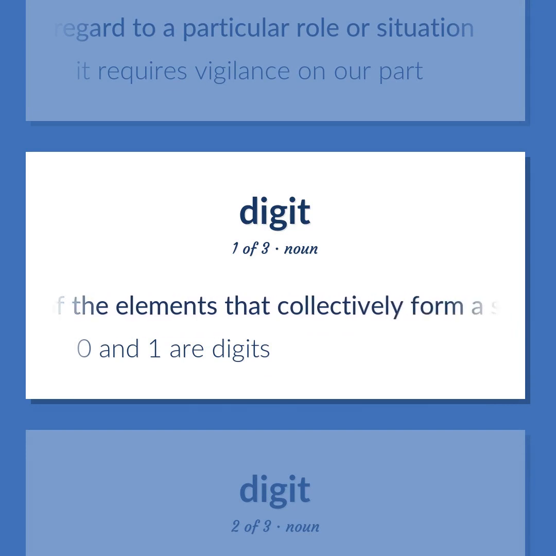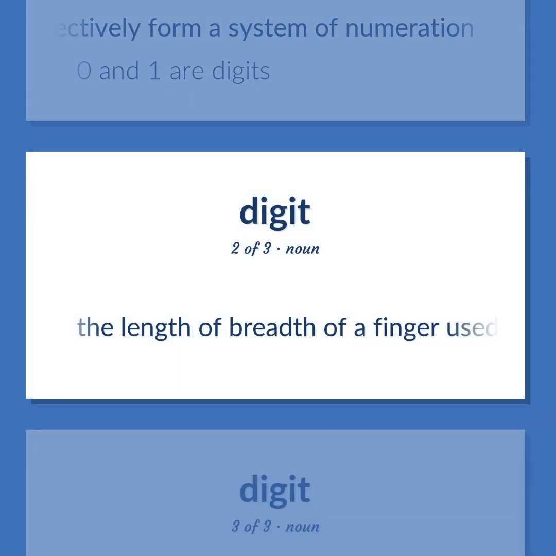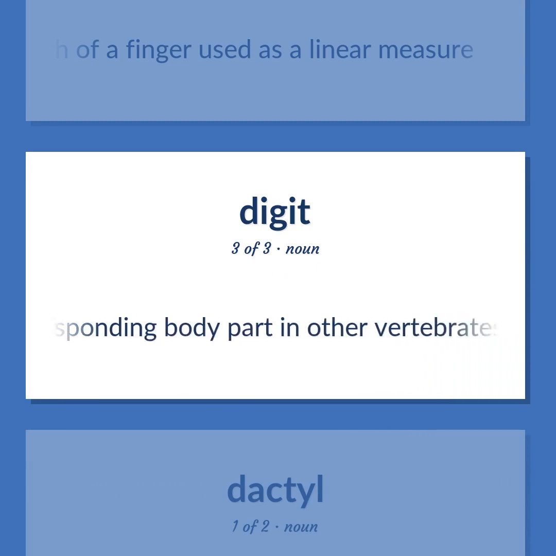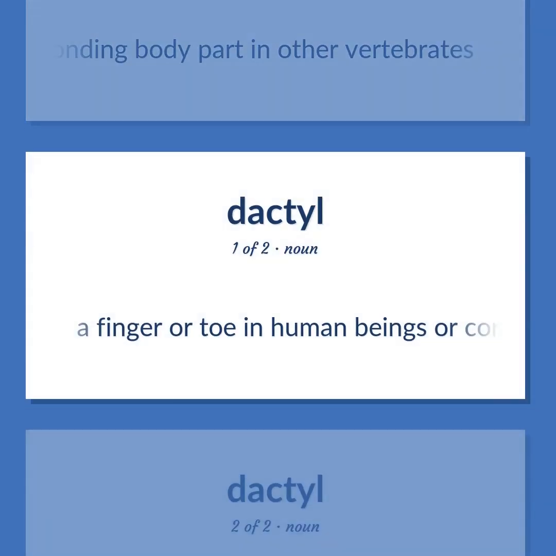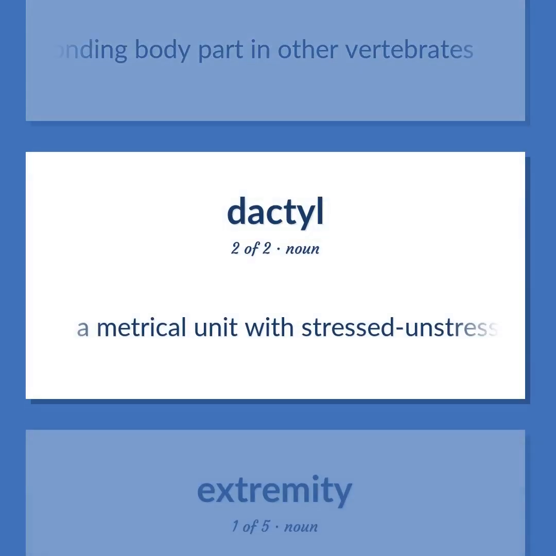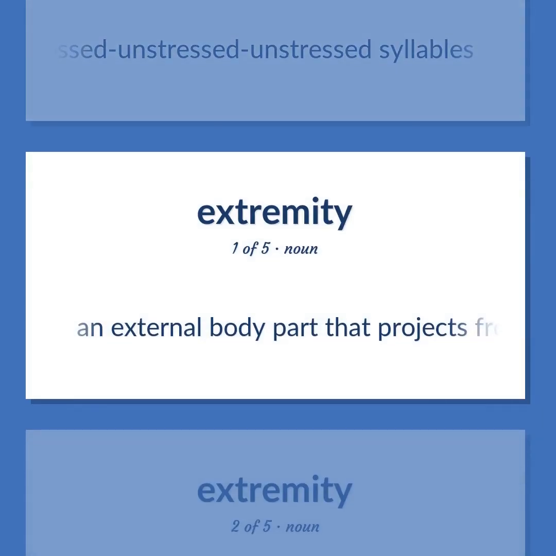One of the elements that collectively form a system of numeration. 0 and 1 are digits. The length or breadth of a finger used as a linear measure. A finger or toe in human beings or corresponding body part in other vertebrates. A metrical unit with stressed, unstressed syllables. An external body part that projects from the body.